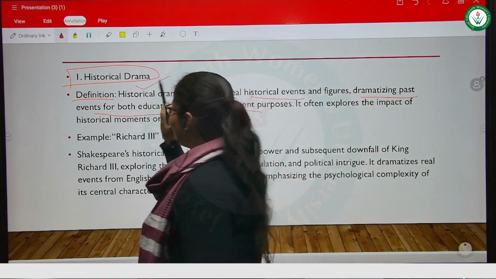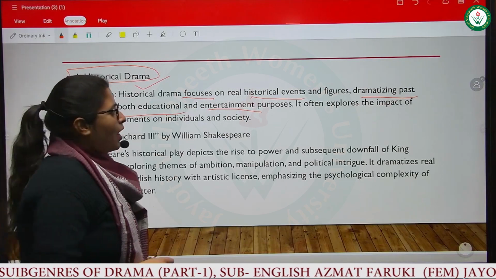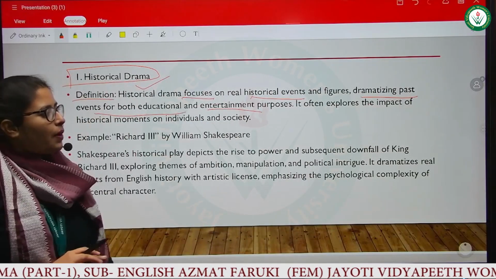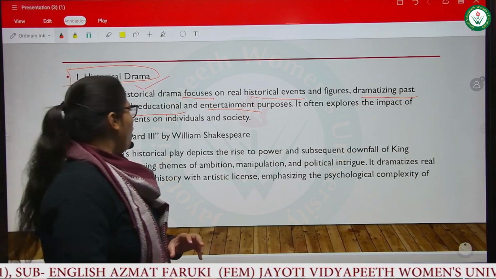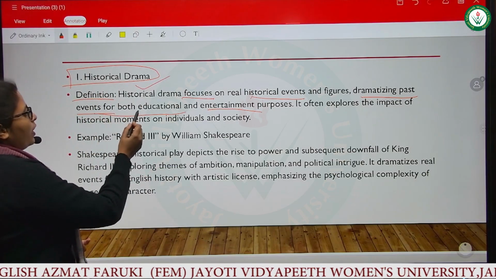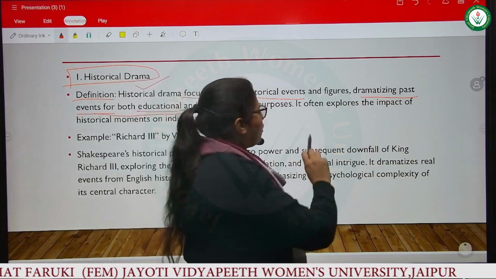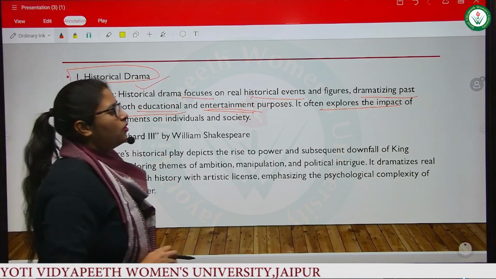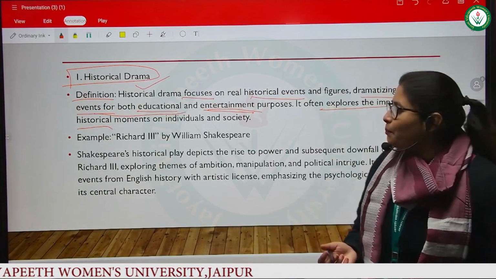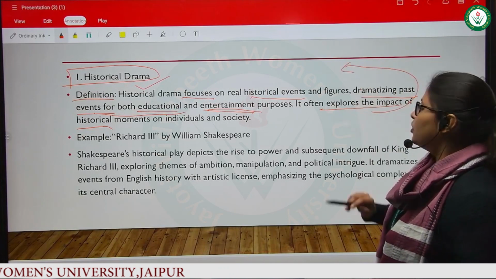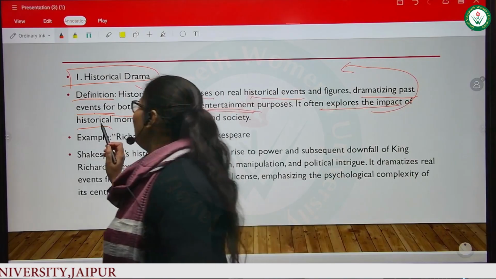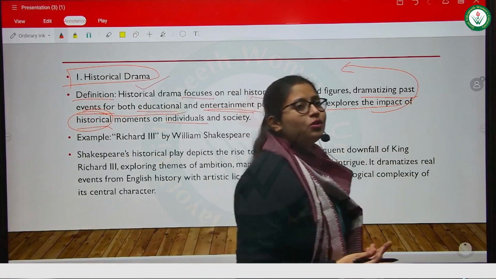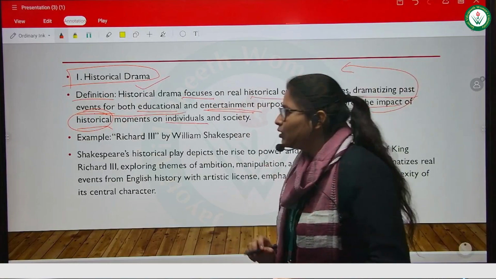So what is historical drama all about? It includes historical events, and in that type of drama they portray past events in a dramatic form, for the purpose of education and entertainment, and it often explores the impact of historical movements on individuals and society. So what were the impacts of that event or incident which happened in the past, and how was society impacted by that particular historical event?